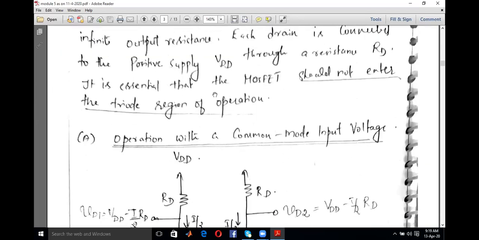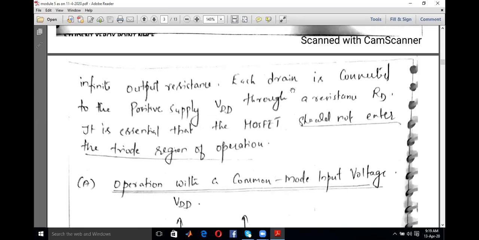And the main important property or the condition that you have to maintain is both the MOSFETs should not enter into the triode region. Means you have to maintain the saturation. Okay. Please keep this in mind. It is essential that the MOSFET should not enter in the triode region of operation. It should not enter into the triode region of operation means it should be in the saturation region.